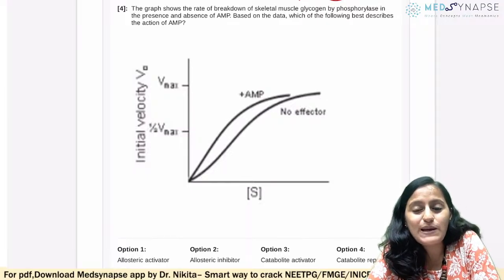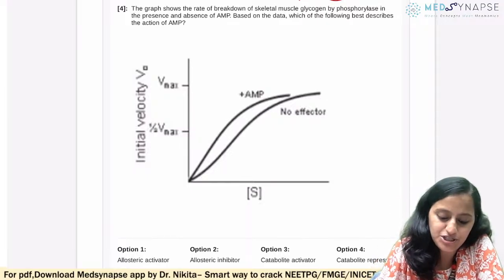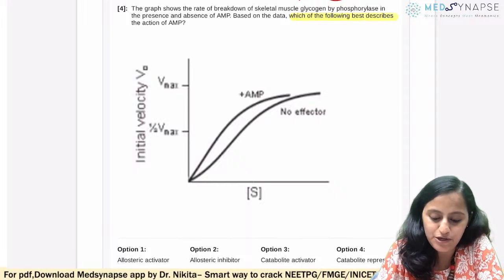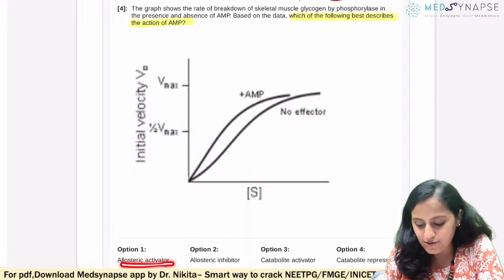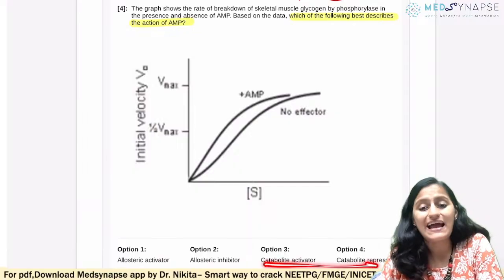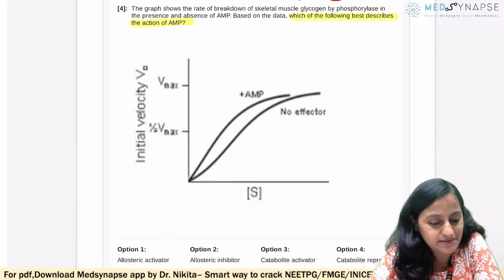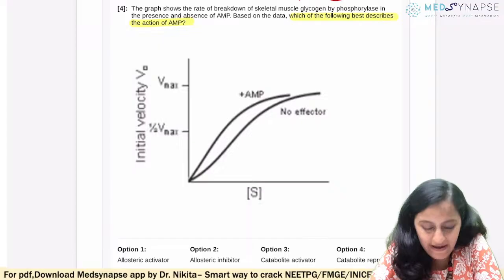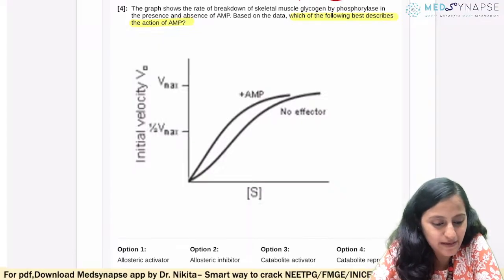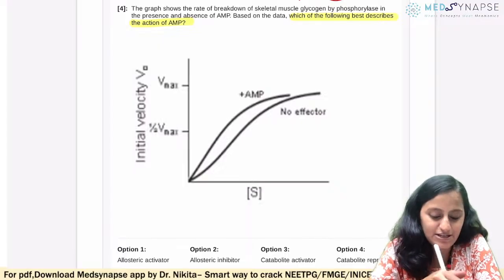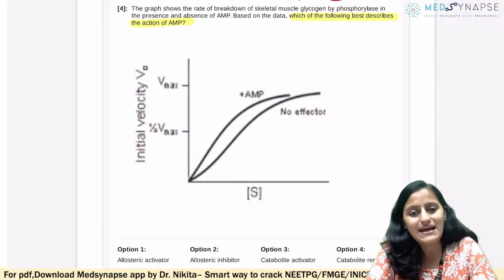Which of the following best describes the action of AMP? That is what you have to read here. Is it allosteric activator, inhibitor? Is it catabolite activator or repressor? Very good. It is allosteric activator. Very good. Tell me, why is this allosteric activator?